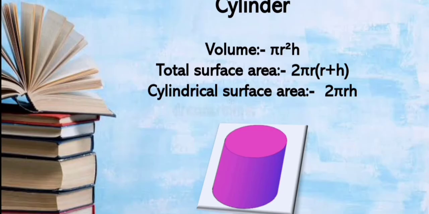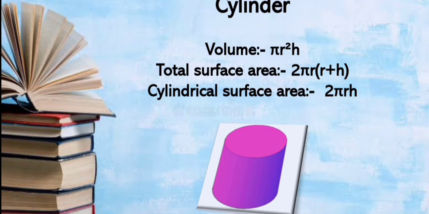Now let's see the cylinder volume, total surface area and curved surface area. Here there is no four walls area, because the cylinder does not have any walls. It is in the shape of a cylinder, with a circle.